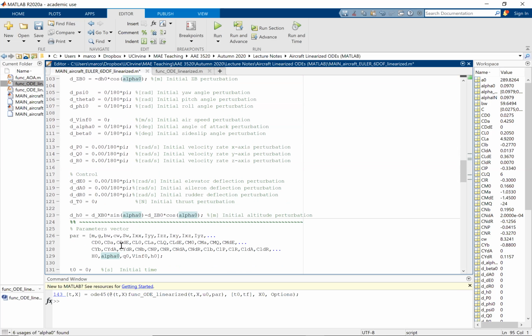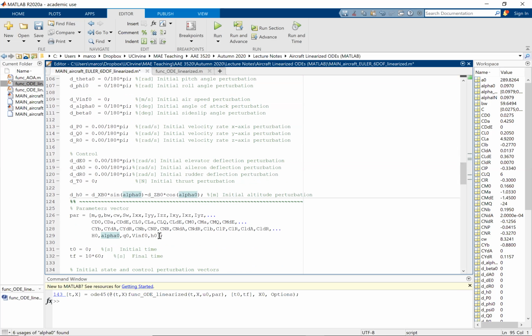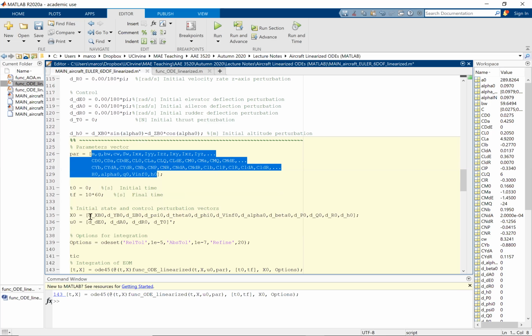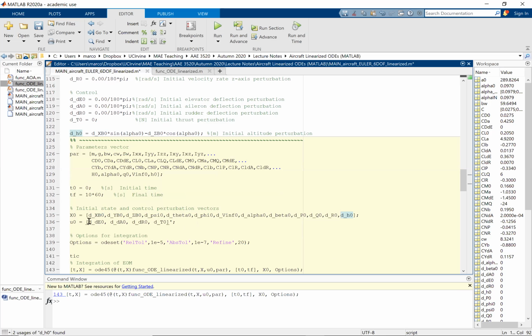Then we have this parameters vector that we're going to feed into our ODE function. Initial and final time as usual, initial state and control perturbation vectors. So we have the states over here. We have 12 of them plus the altitude, because I'm going to integrate also the altitude perturbation as well. And then we have the 4 controls.